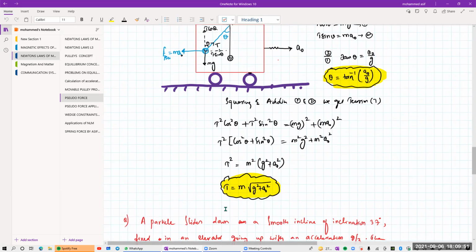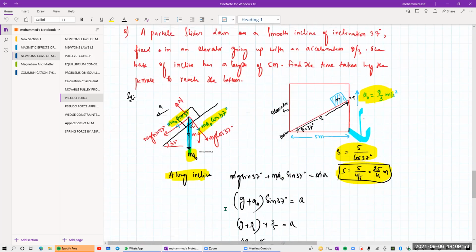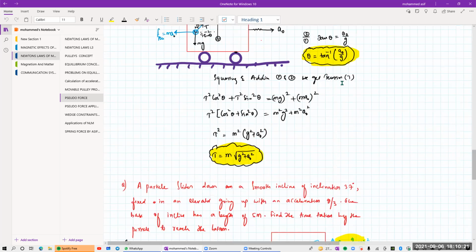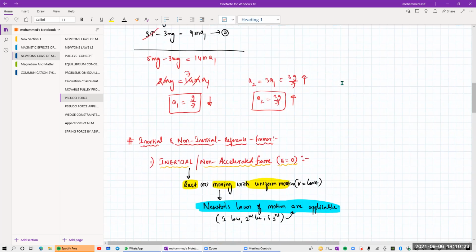One more example. See this one. A particle is sliding down a smooth inclined plane of inclination 37 degrees. So this is your incline. This is 37 degrees, fixed in an elevator going up. It is going up with what acceleration? g by 3. Acceleration of this one is g by 3, in the upward direction. Accelerating frame or non-accelerating frame?